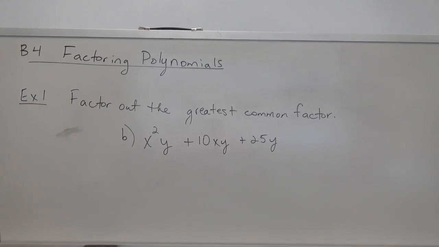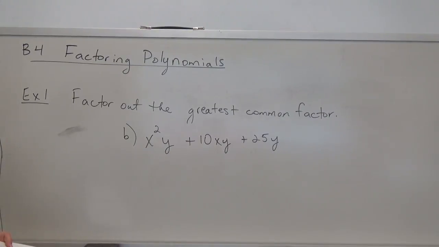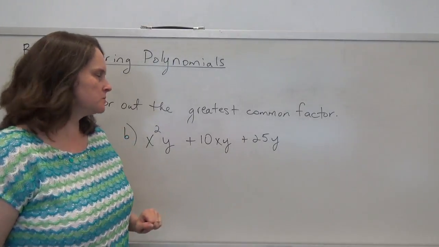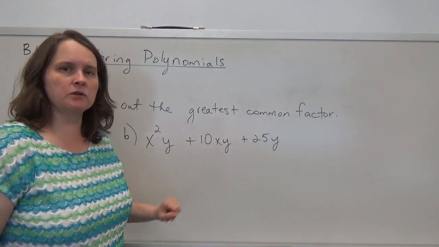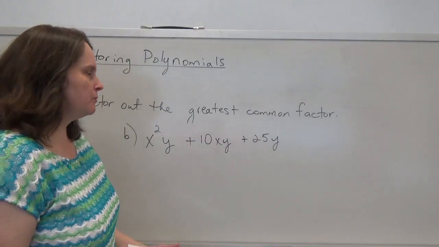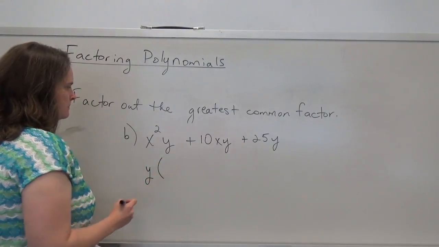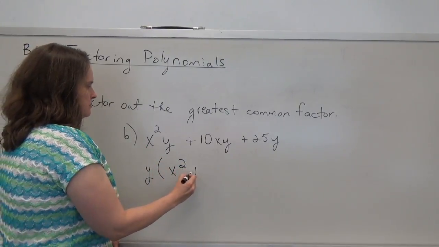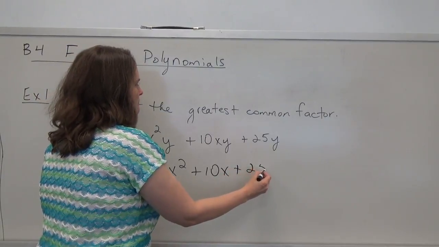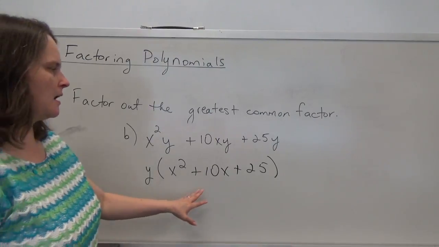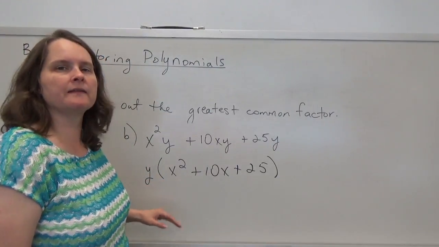Part B, we're going to factor out the GCF for x squared times y plus 10xy plus 25y. All 3 of these terms, and by the way, this will be a trinomial, it's got 3 terms. Each term has a common factor of, do you see what the common factor is? The common factor for each of these 3 terms would be the y. So we can pull out the y to the front. If we divide each term by our common factor, we're left with x squared plus 10x plus 25. Later we'll talk about how to handle the trinomials, but for right now we're just pulling out the GCF.